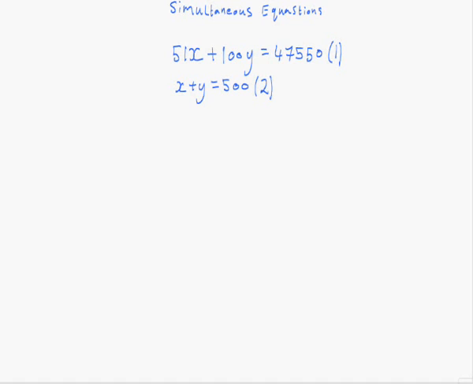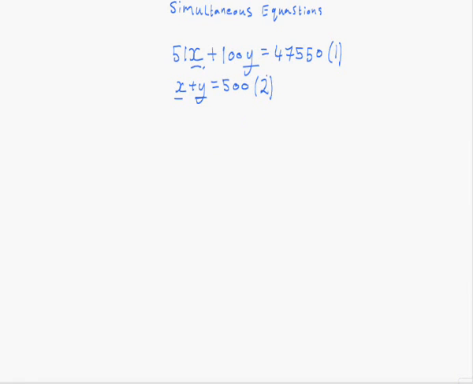In this tutorial, we're going to look at simultaneous equations, where you've got two equations with two unknown values that you need to solve. So here, the unknown values are x and y, and both of these values are again in the second equation. I've labelled the equations equation 1 and equation 2 for ease.